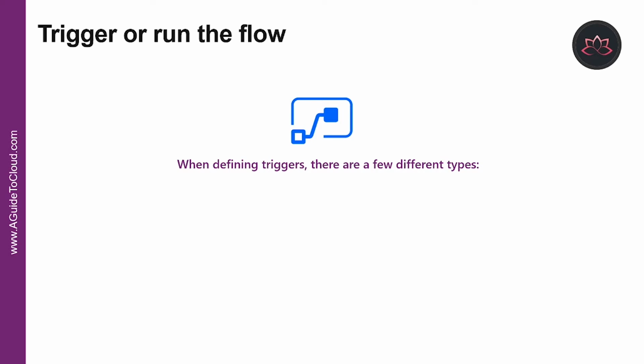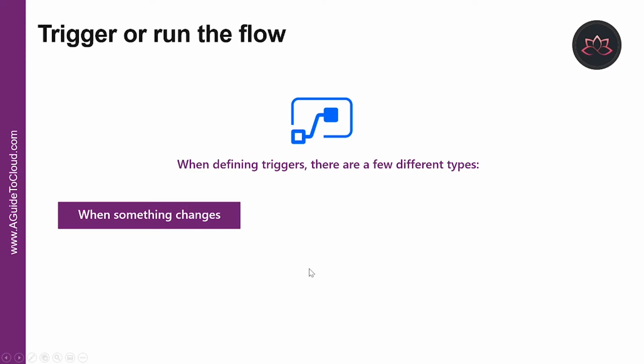When defining triggers, you need to be aware of three different types. The first one is when something changes. These are triggers that run when data is changed. It could be a new item created in SharePoint, a lead is updated in Dynamics, or when an event has been deleted from Outlook, for example.